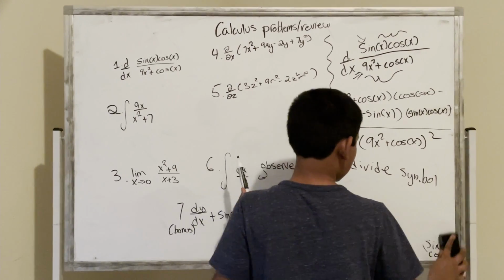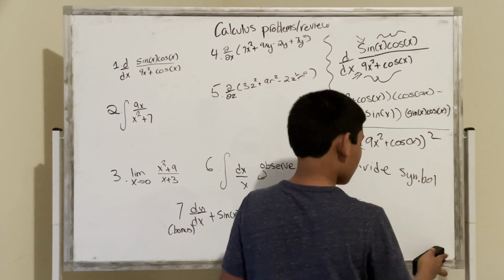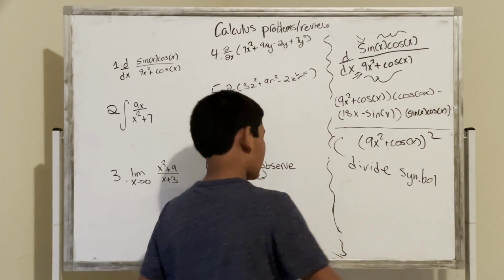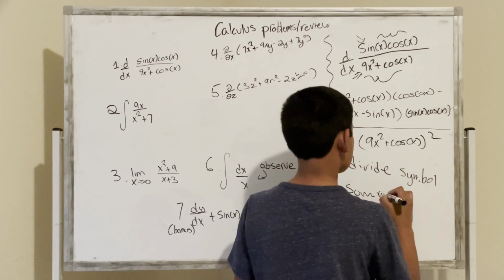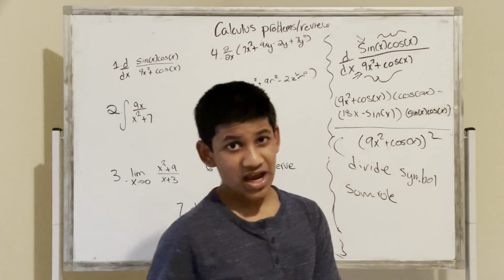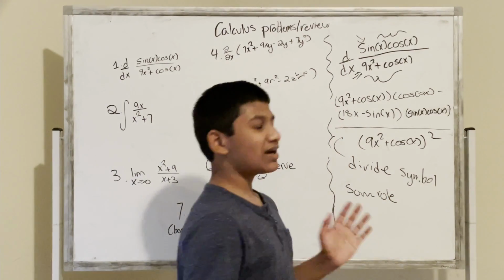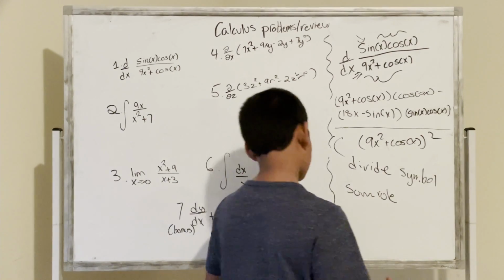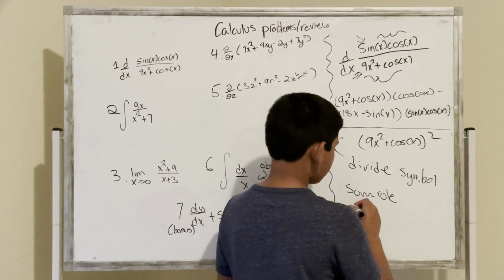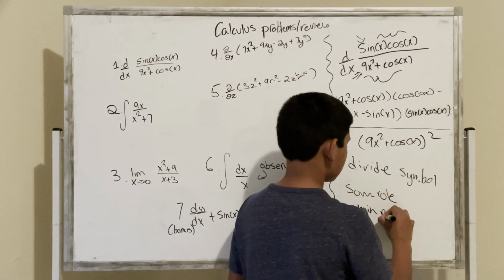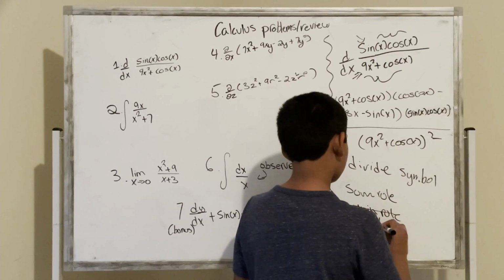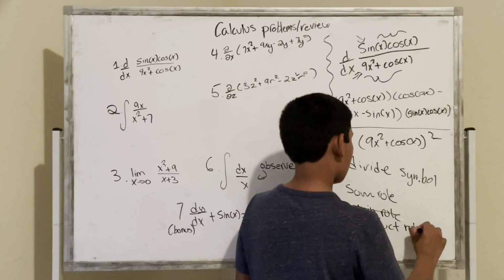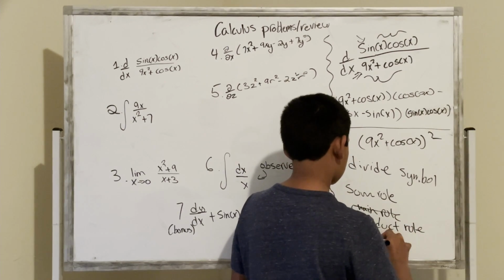I explained step by step how to do this, but what rules do we use? Well, we used the sum rule. We didn't use the chain rule, though you could kind of say this is the chain rule, but actually it's not. So we didn't use the chain rule, so we can cancel that out. But we did use the product rule and the quotient rule.